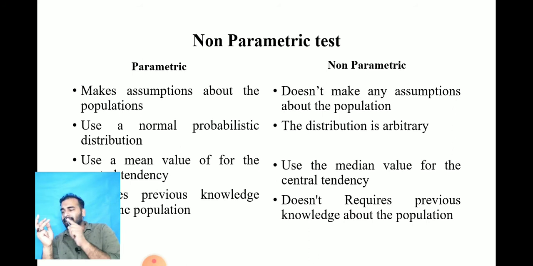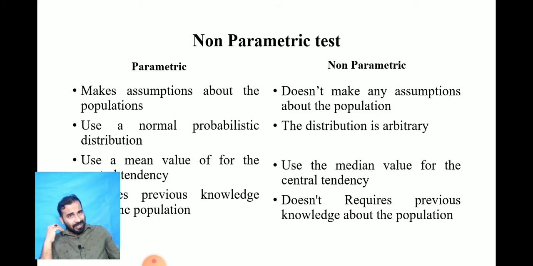Then, whether you are going to find out the mean, variance or proportion or not. And whether your data is ordinal scale or nominal scale or ratio scale. Okay, so in parametric test we will make some assumption about populations, whereas in non-parametric test we are not assuming anything about the populations.